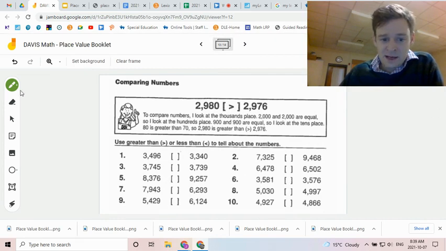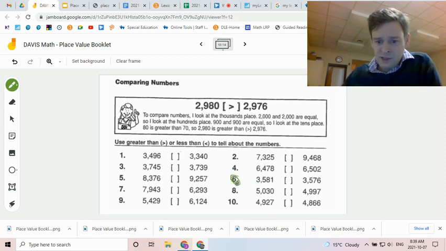On this second last page, we're going to use our alligator mouths again, just with bigger numbers. So the same idea. We're going to look at the most valuable digit of our number first and try to figure out which number is showing the larger amount. And then we're going to point our alligator mouth towards that larger amount. So let's find one that's a little bit tricky. I like this one. Let's take a look at number 6.